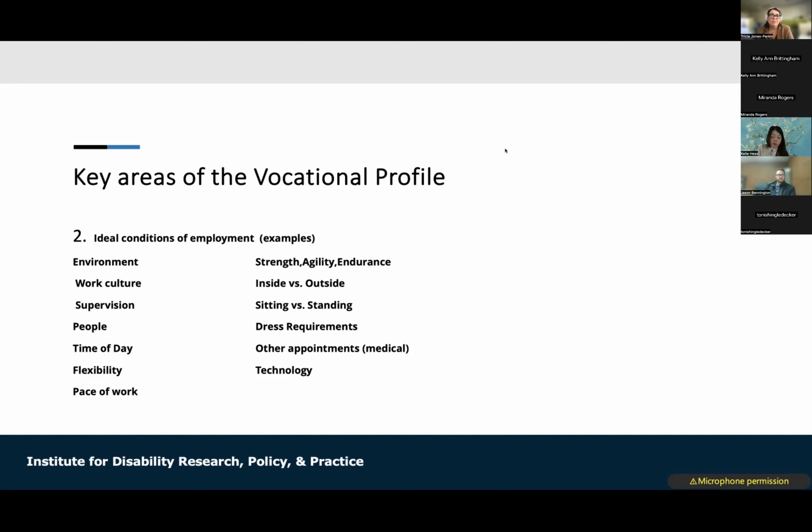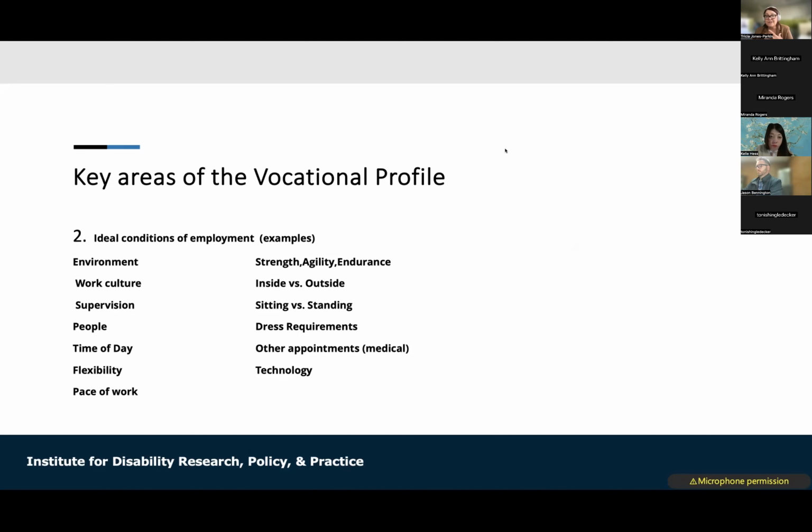What sort of strength or agility or endurance is needed? And this isn't a comparative sort of thing, but it's knowing if this is something that this person thrives in, or sort of needs, and that's something that you need to look for in that environment.